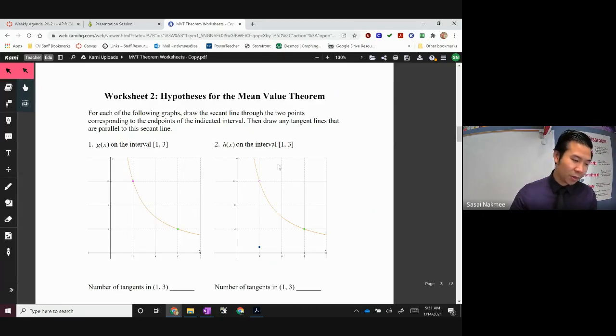Whereas graph 2 is not continuous at 1 because of that hole right there. So that would be my answer for this one, right? This is a graph that is not continuous. This is a graph that is continuous.